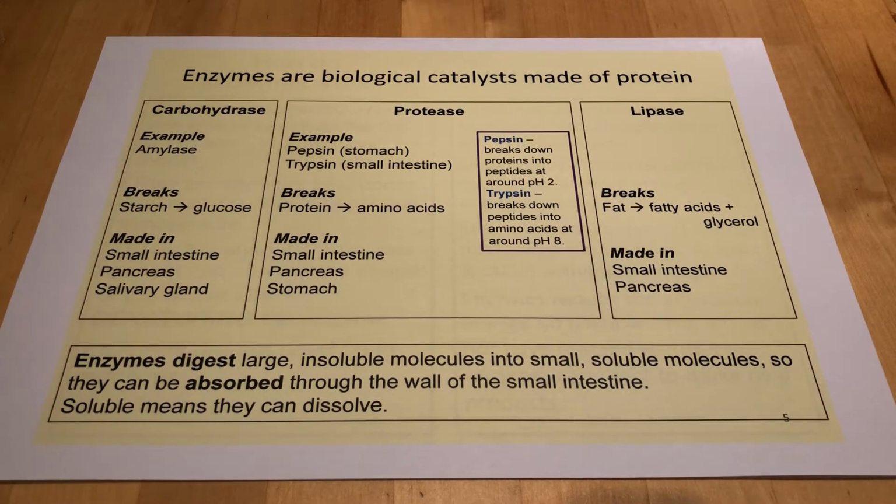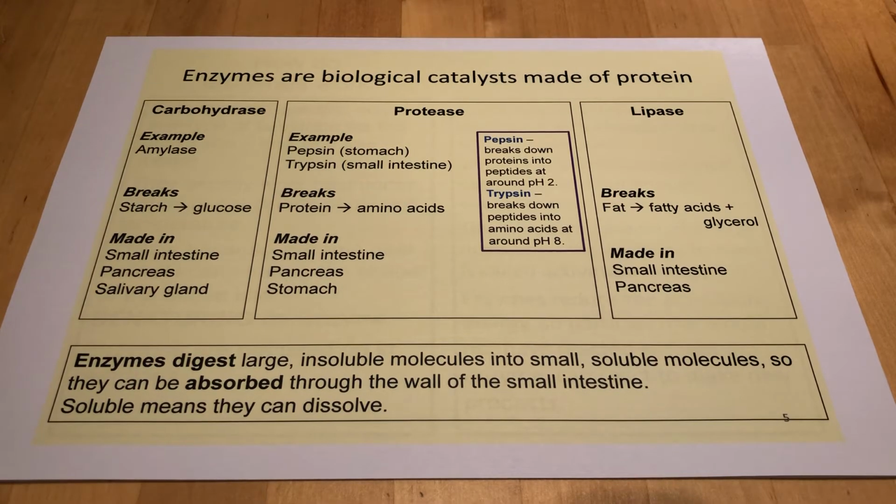Okay, and that will take place in the small intestine, with that lipase being made in the small intestine and the pancreas. So once that fat has been emulsified by bile, giving a larger surface area of these droplets of fat, then lipase can do its job in the small intestine.